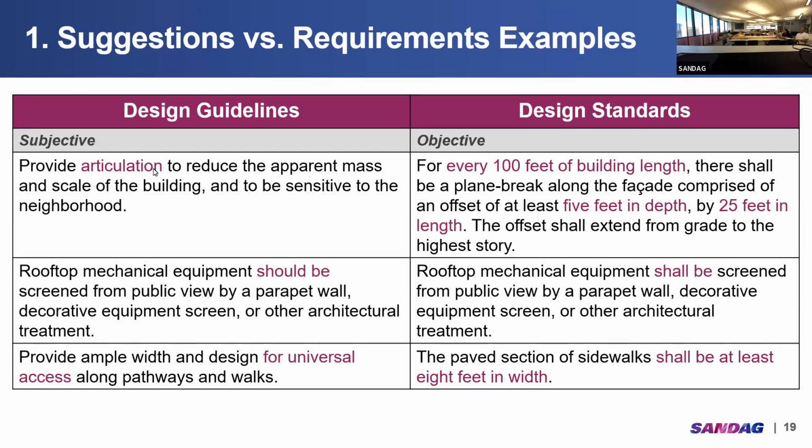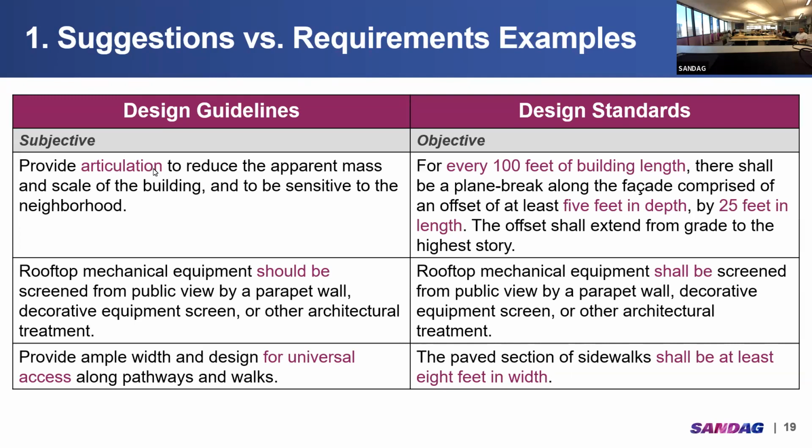So these are some examples of the differences between guidelines and standards and how one might rewrite a subjective guideline as a standard. I won't go through all of these, but the first example, providing articulation to reduce the mass and scale of a building and again, be sensitive to the neighborhood. This is going to mean something different for every community. So it's helpful to really understand, what does that mean? What does articulation mean? We can measure it in terms of a frequency per interval of building length.